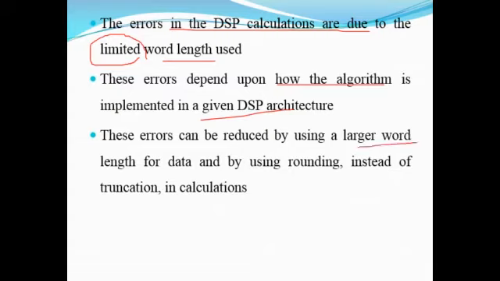Whenever we represent a larger word length, it means we require more values, or more data, to represent a signal. As we increase the length of the data, the processing is done with accurate values, or with high precision. It is also done by using rounding instead of truncation in the calculation. Rounding is the concept we prefer to use in DSP implementation rather than truncation, because in truncation we get errors even after considering a very large data length.